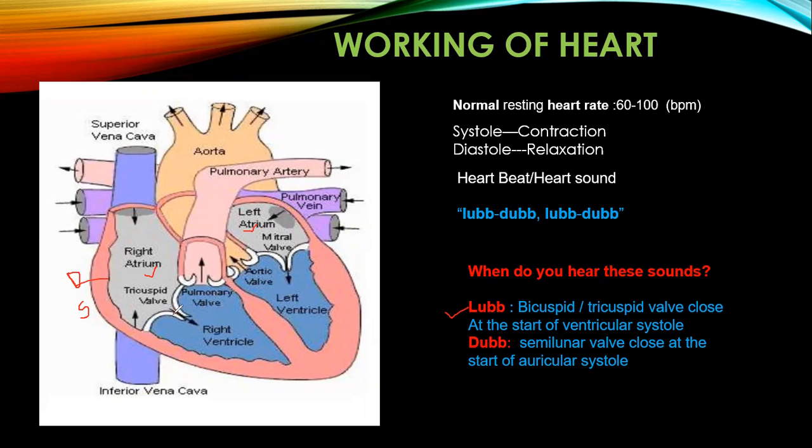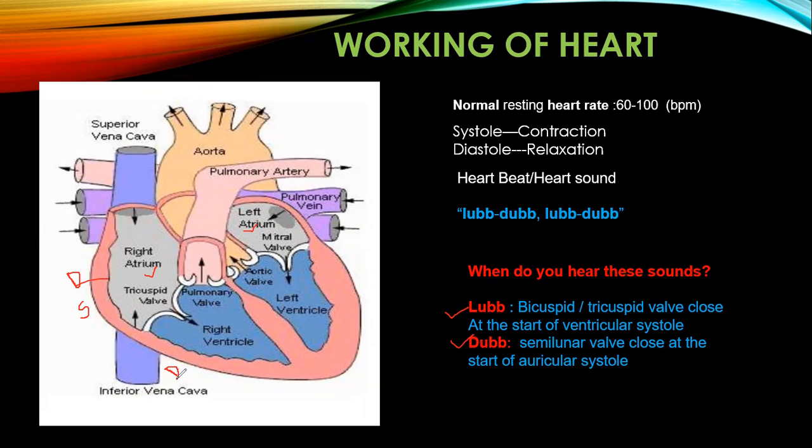At that time, the bicuspid and tricuspid valves will open, but the pulmonary valve and aortic valve, that is the semilunar valves, will close, producing a sound "lub". Okay. So once they are in the systolic phase, they are pushing the blood to the ventricles. After that, what will happen?